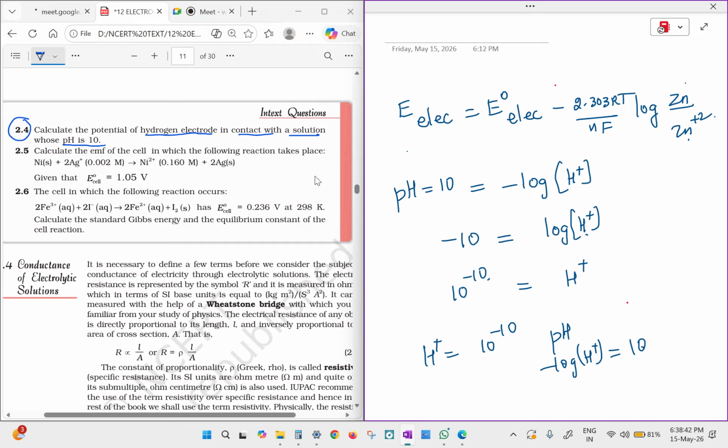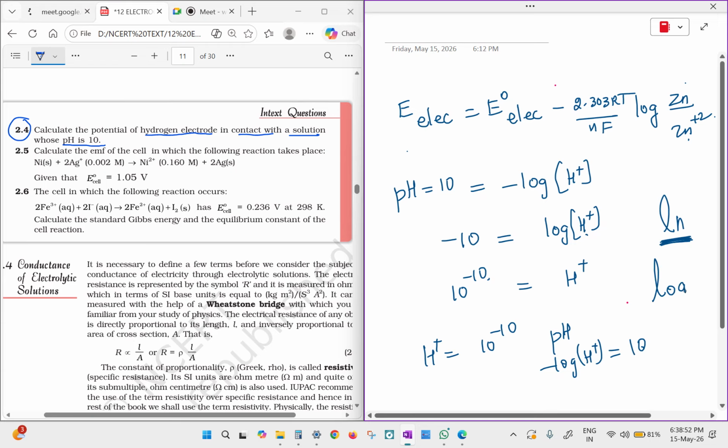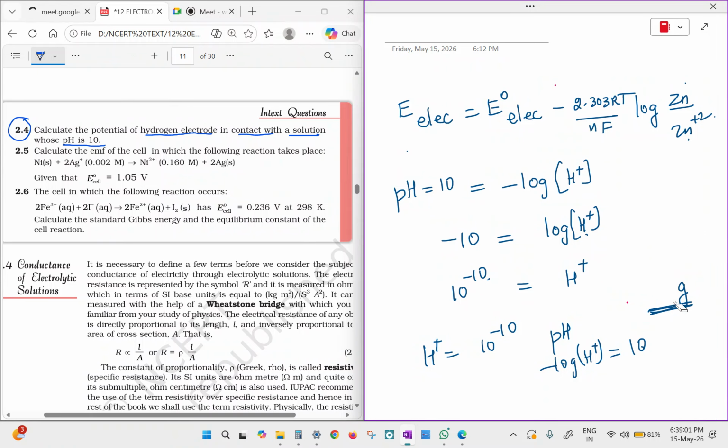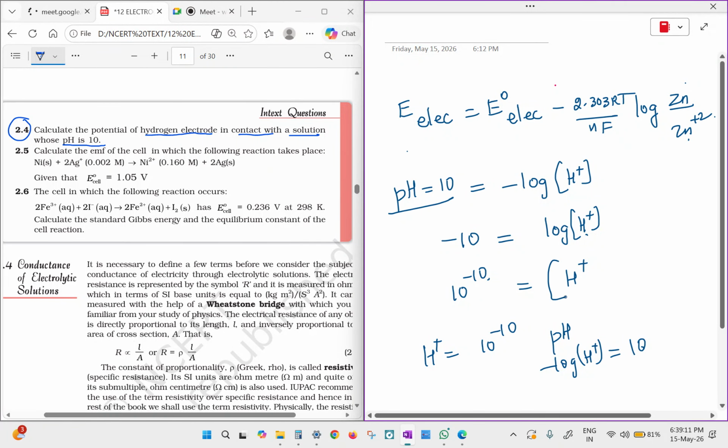In chemistry, if I want to say to the base e, we will put the term ln. And if I want to say to the base 10, then we will put it as log. Any doubt in this? Throughout, if it is ln, it is to the base e; if it is log, it is to the base 10. So look at this. If the pH of the solution is 10, that means the H plus ion concentration is 10 to the power minus 10. Do you have any problem in this?